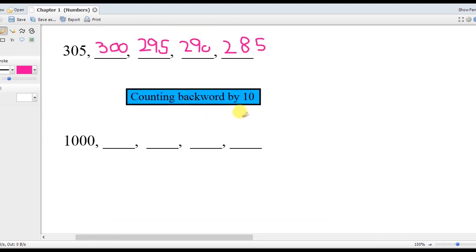Okay, counting backwards by 10. The starting number is 1000, skipping by 10. Now think on it, solve it, and see what we will be having here. Okay, are you done? Now see whether it's right or not. The number that comes before 1000 with skipping of 10 is 990. Then we have 980, 970, 960.